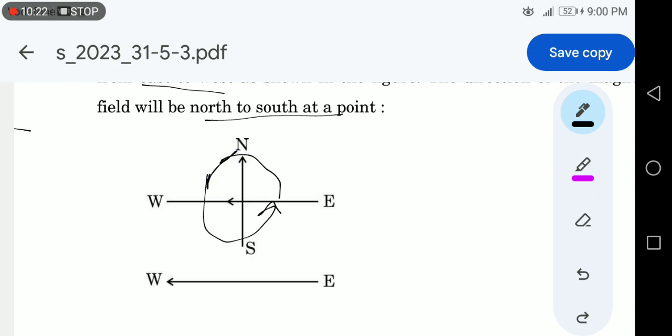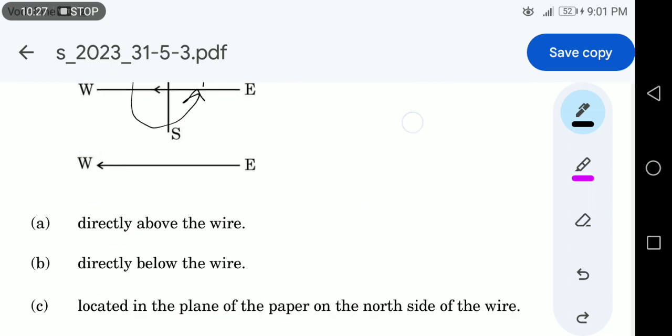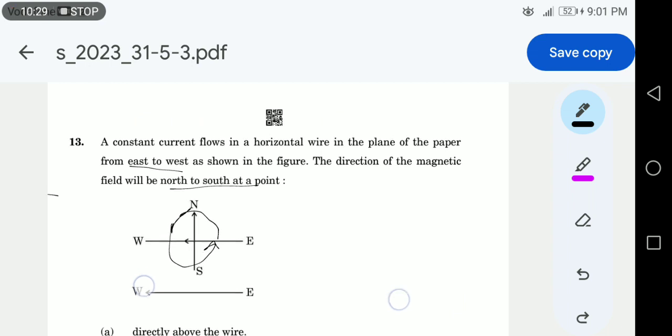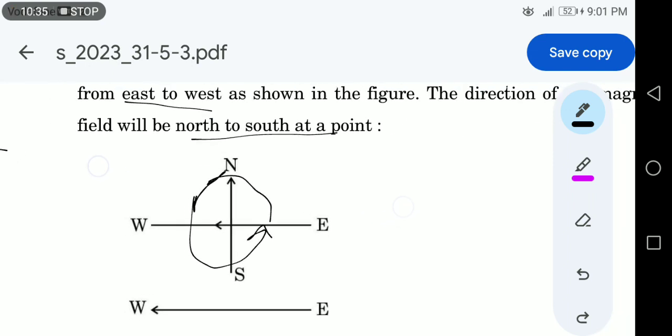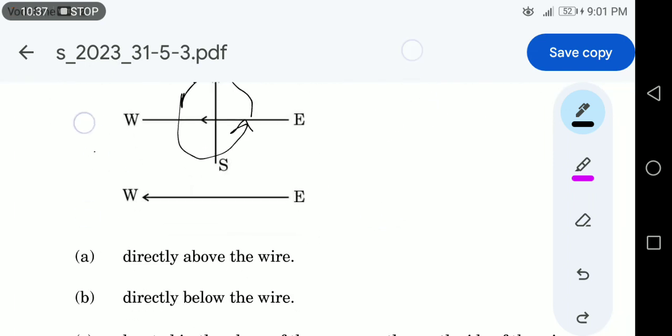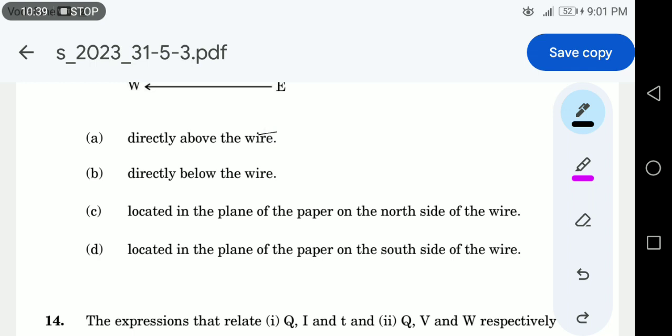So this is how the direction of the magnetic field should look if you use the right hand thumb rule. So the question is, where would be the direction of magnetic field which will be north to south at a point? Directly above the wire? No. Directly below? No. Located in the plane of paper on north side of the wire. That is the correct answer.